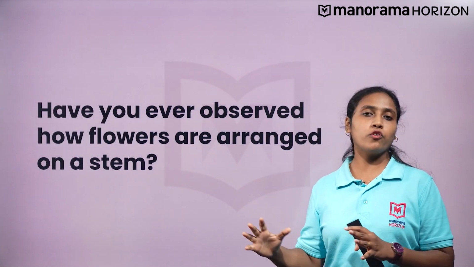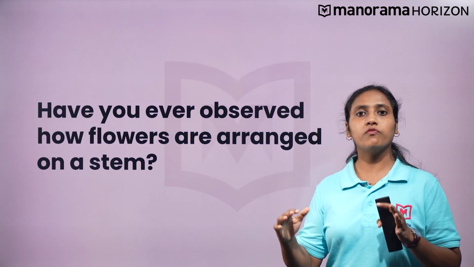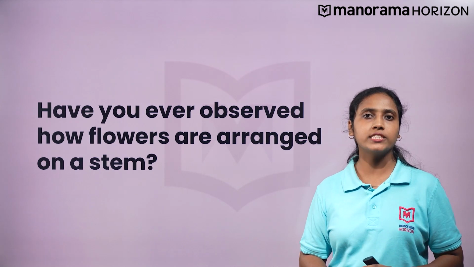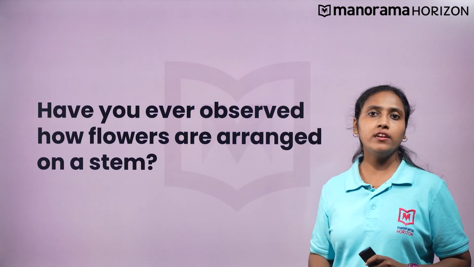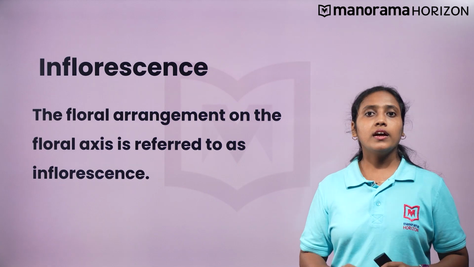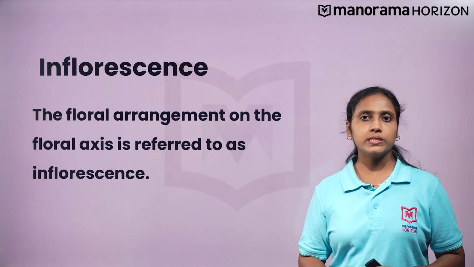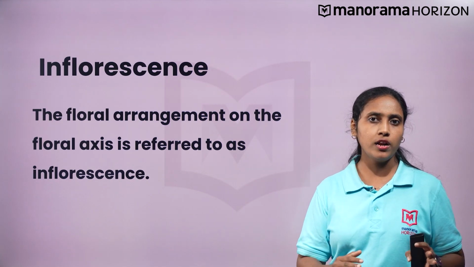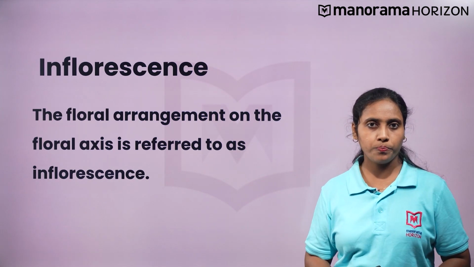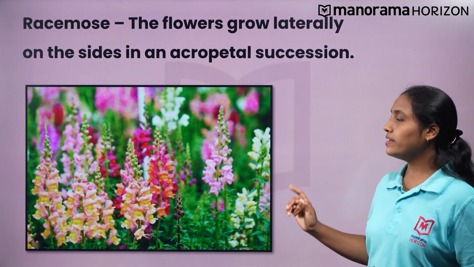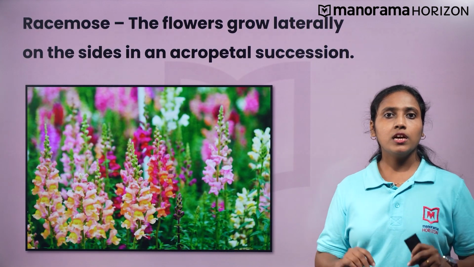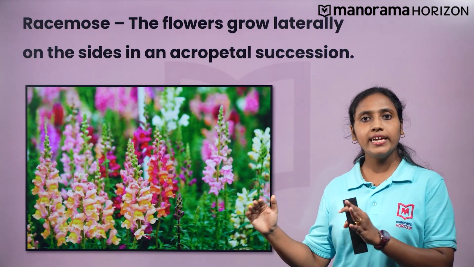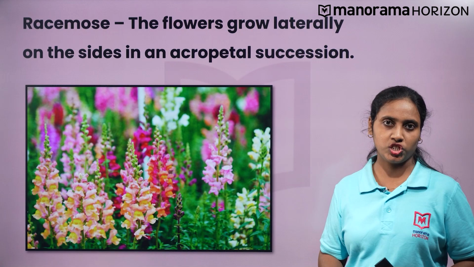Have you ever observed how flowers are arranged on a stem? There are various floral arrangements which differ from plant to plant. The floral arrangement on the floral axis is referred to as inflorescence. There are two types of inflorescence depending upon whether the apex develops into a flower or it continues to grow. The first type is racemose inflorescence. Here the flower grows laterally, that is on the side, in an acropetal succession.